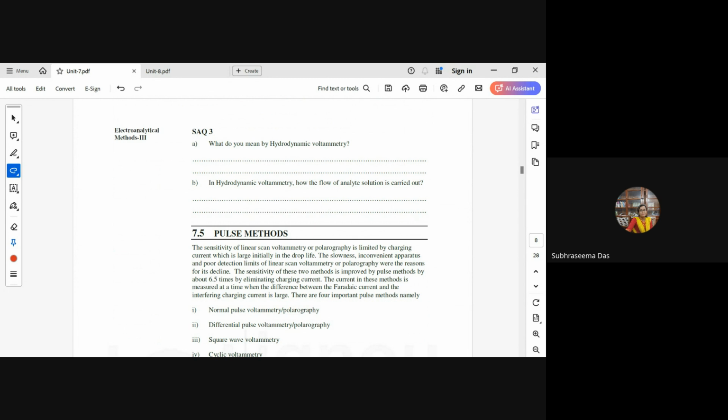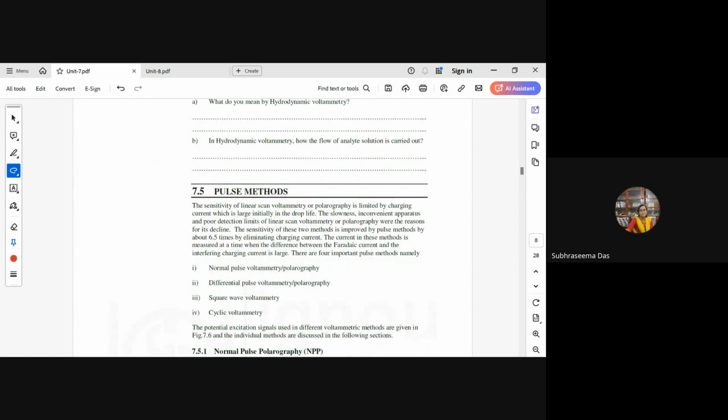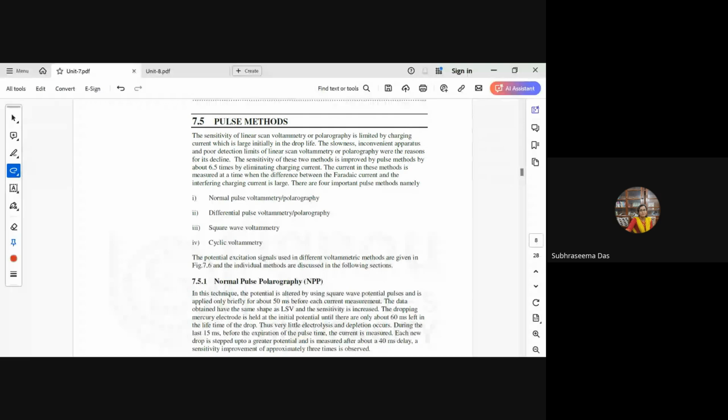Particularly, the pulsed methods are used in four cases and they are named as normal pulse voltammetry or polarography, usually called NPP, differential pulse voltammetry, that is DPP, or square wave voltammetry, and the last one is the most commonly used, cyclic voltammetry. So we'll discuss these methods one by one in detail.